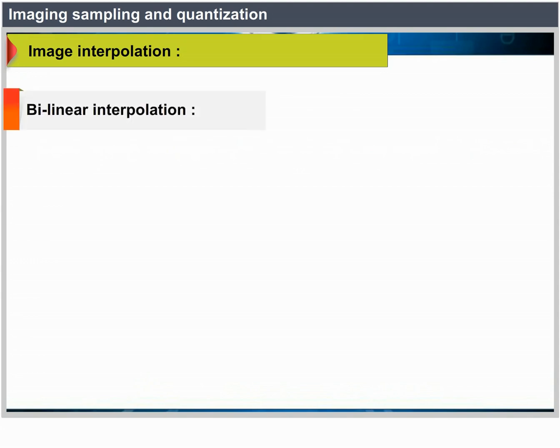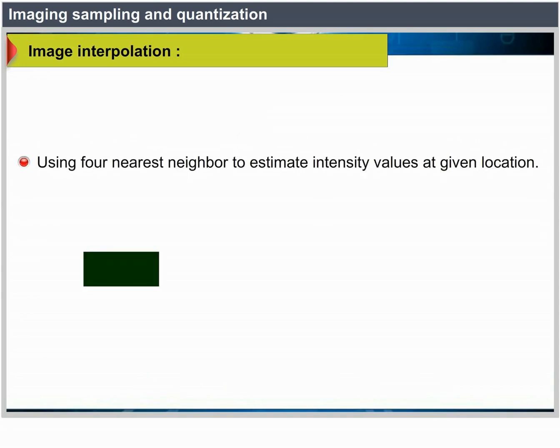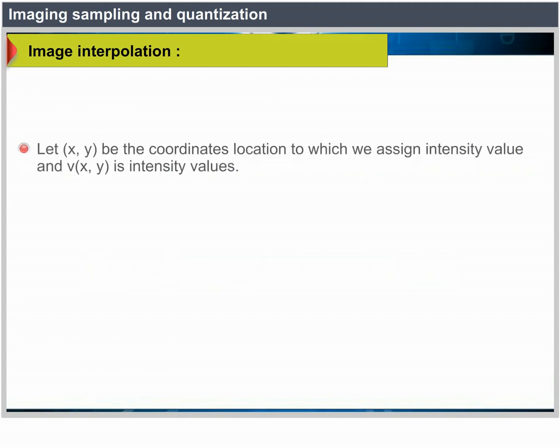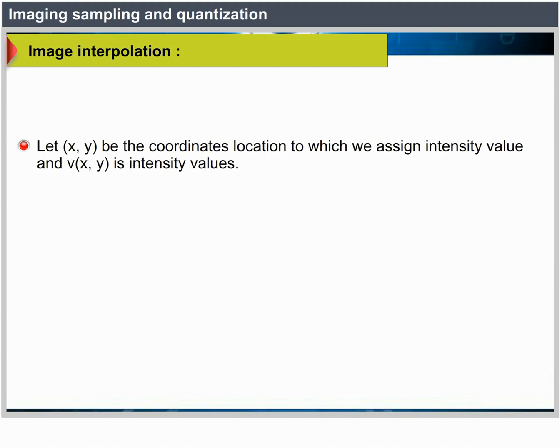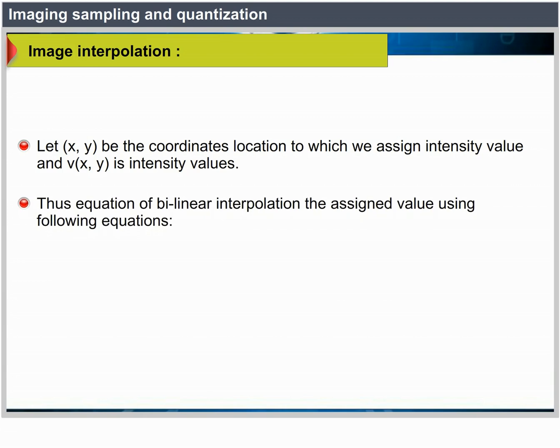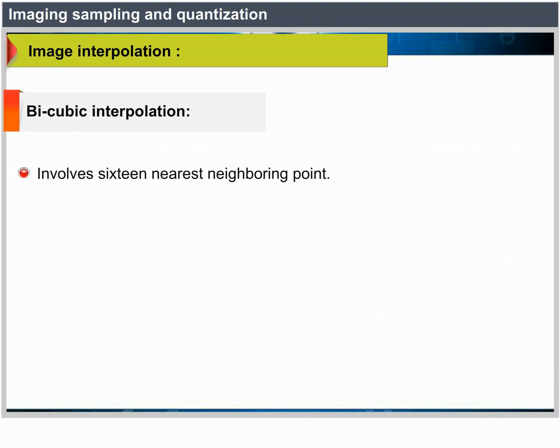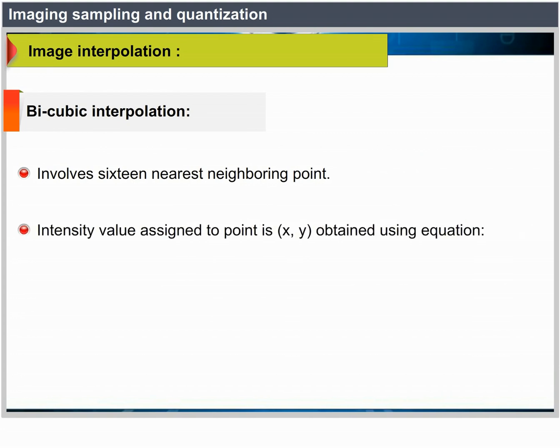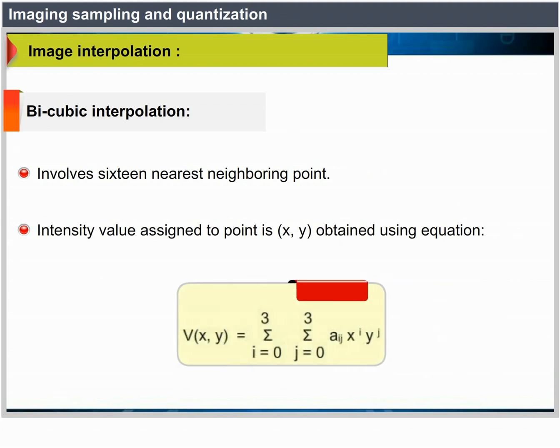Bilinear interpolation uses the 4 nearest neighbors to estimate the intensity value at a given location. Let (x, y) be the coordinates of the location to which we assign an intensity value, and v(x, y) be that intensity value. The equation of bilinear interpolation is v(x, y) equals ax plus by plus cxy plus d. Bicubic interpolation involves the 16 nearest neighbors of the point. The intensity value assigned to point (x, y) is obtained using v(x, y) equals the sum for i equals 0 to 3, sum for j equals 0 to 3, of a_ij x to the power i y to the power j.